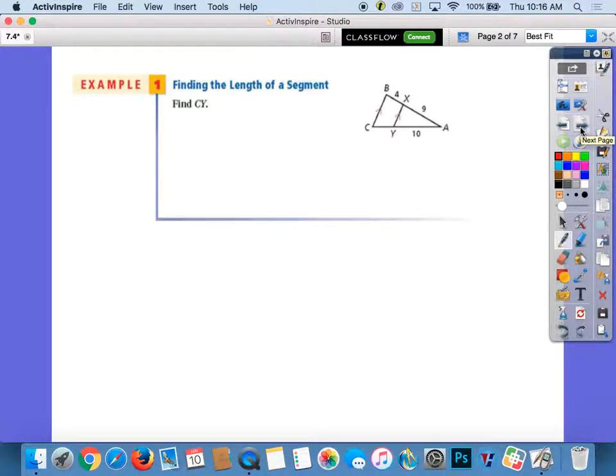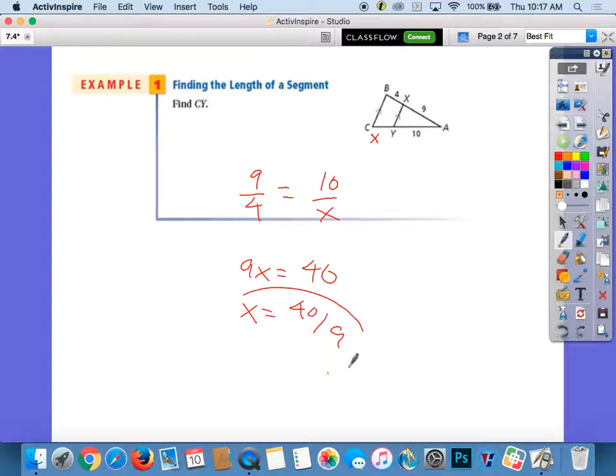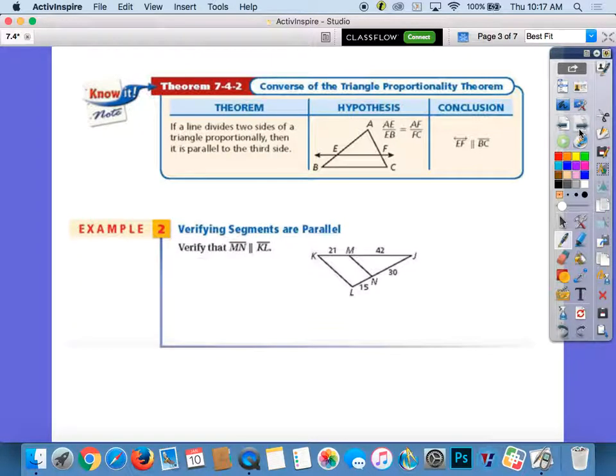So if you look at this problem right here, it wants me to find CY. Well, it tells me that these lines are parallel. Therefore, I know that these two pieces are going to be proportionate. Okay, so 9 over 4 is going to be proportionate to 10 over x. You can do your cross multiplying, and you get 9x equals 40, and x equals 40 over 9. You can just leave it as an improper fraction. Simplify it if you can. Okay? So side over side equals side over side.